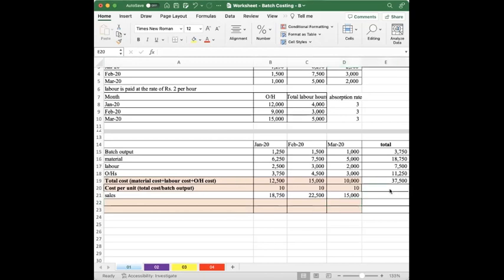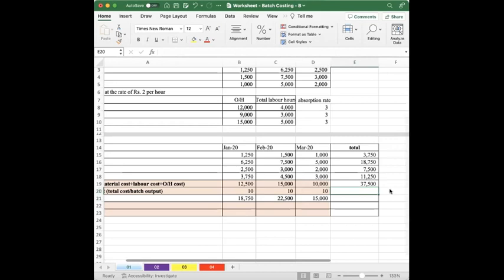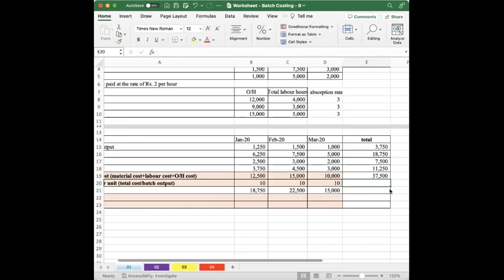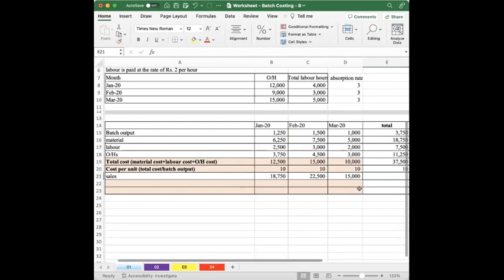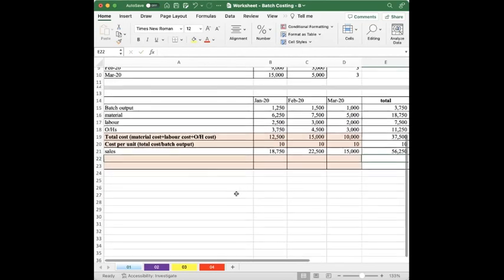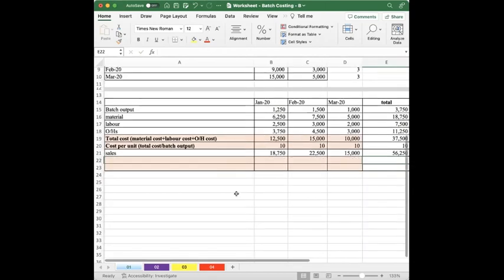So here I forgot to actually get the cost per unit by using the total costs. So we can take that as well. Equal mark, take the total costs and divide by the total batch output. Then here also sales, you can take the summation of all these sales for these 3 months, 56,250. Okay.